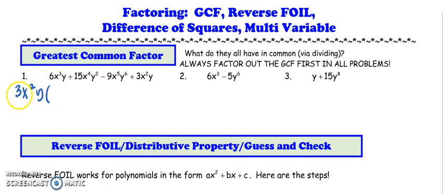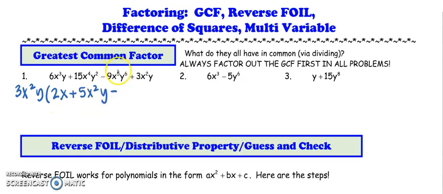Then we divide. 6 divided by 3 is 2. X cubed, take out x squared is x. Y, take out y, it's gone. 15 divided by 3 is 5. X to the fourth, take out x squared is x squared. Y to the second, take out y is y.